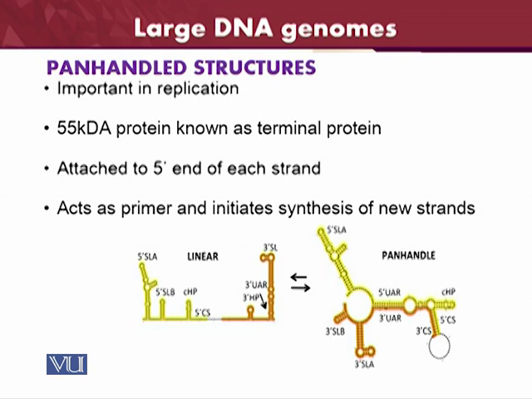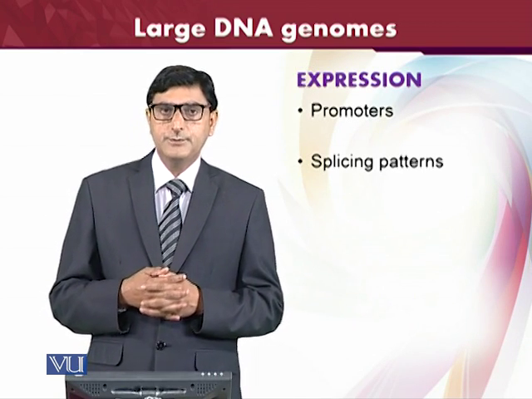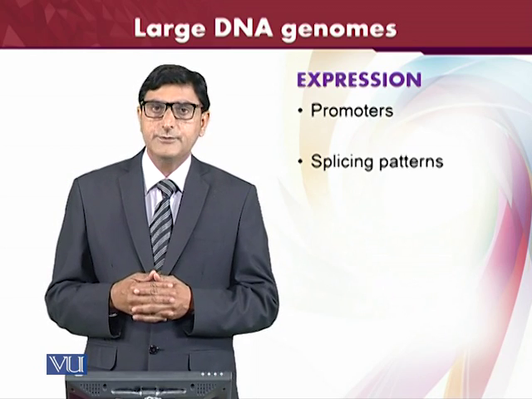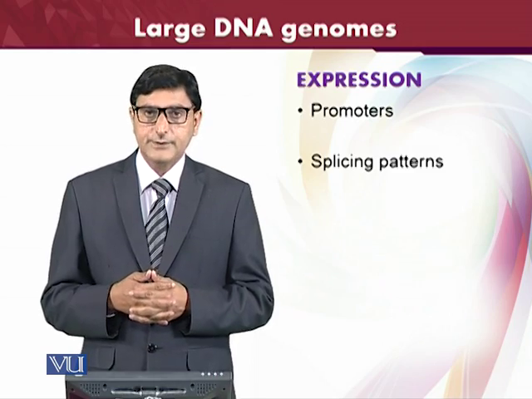As is clear from the diagram given below, the linear structure and then the pan-handle structures are there, which are attached at the 5' ends of the genes, and they will just initiate the replication. Expression will be done by two different parts. One is the promoters, which are present inside the virus, and the other is the splicing patterns.